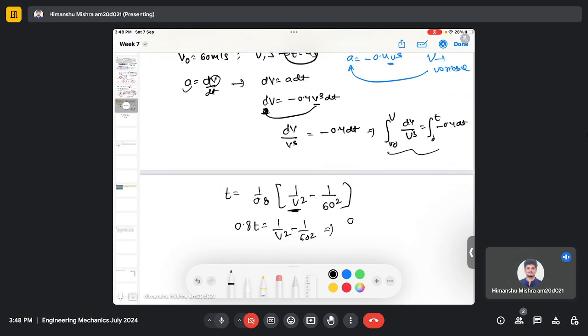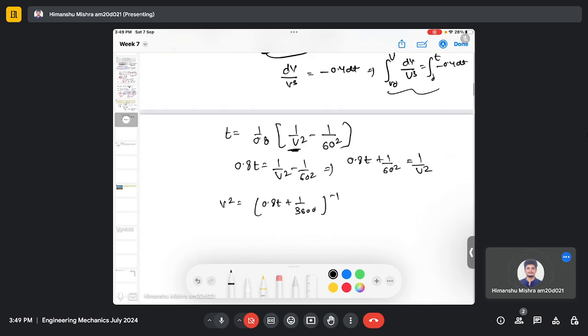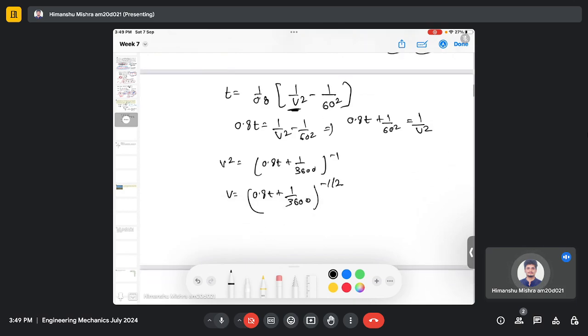So it will be 0.8 t plus 1 by 60 squared equals 1 by v squared. So my v squared will be 0.8 t plus 1 by 3600, inverse, to the power minus 1, because I am taking the inverse. So my v will be 0.8 t plus 1 by 3600 to the power minus 1 by 2. So this is the expression of v, and we need to find the velocity at time t equals 4 seconds.